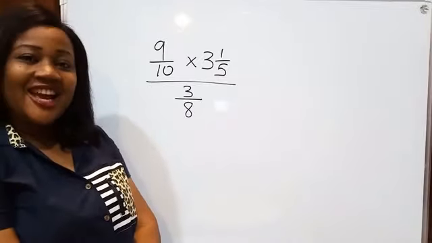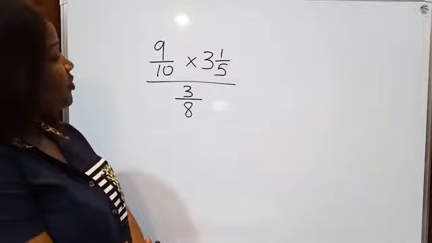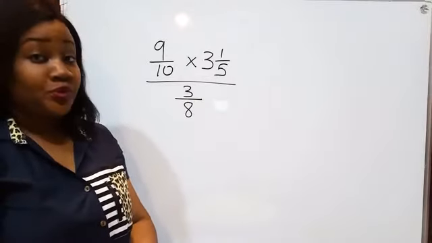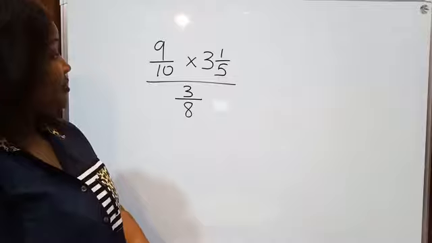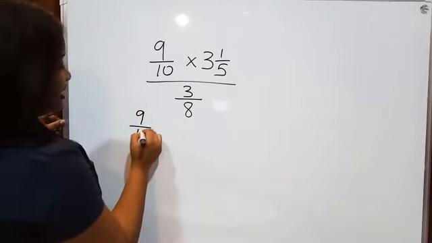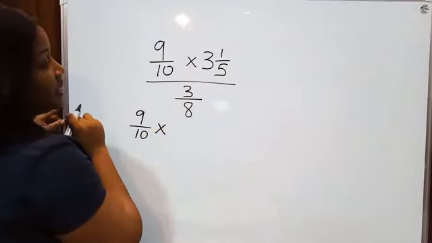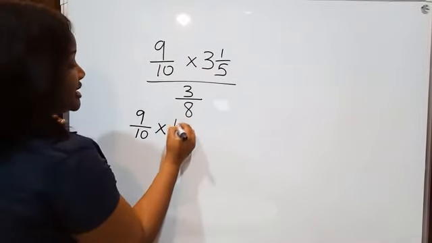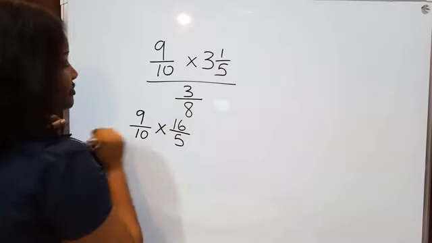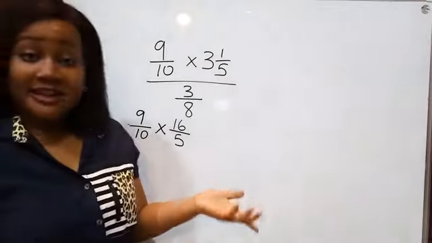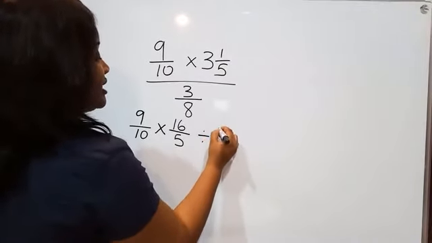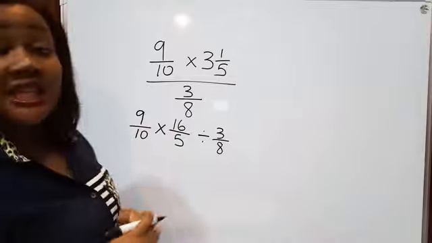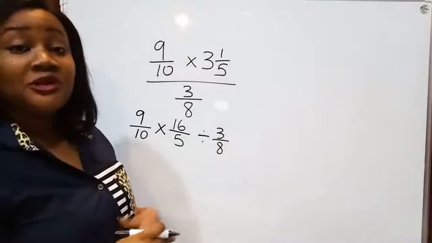And don't be scared, I've got you. So now, first things first, we'll have to change the mixed fraction to an improper fraction. Then you can start by saying 9 over 10 times 3 whole number 1 over 5, converting it to an improper fraction. You have 5 times 3, 15 plus 1, 16 over 5. Now, this signifies divided by, so you can say divided by 3 over 8. Okay, let's put all of them on the same level. Now, the next thing is to convert this to times and find the reciprocal of this.